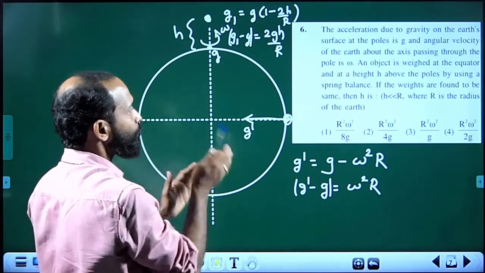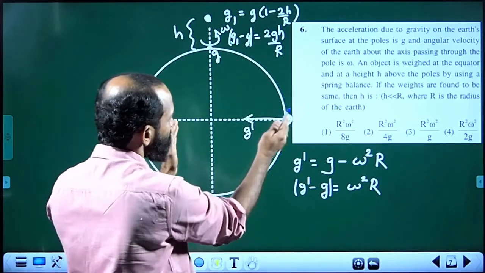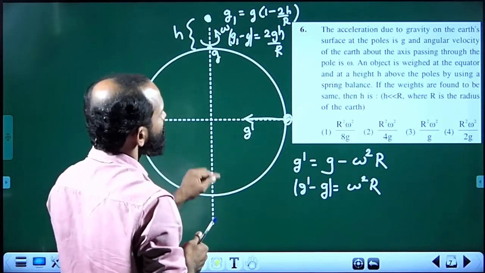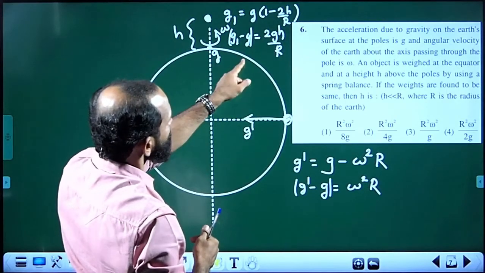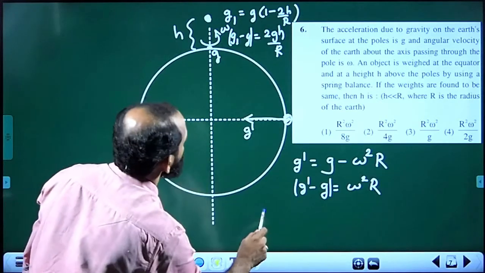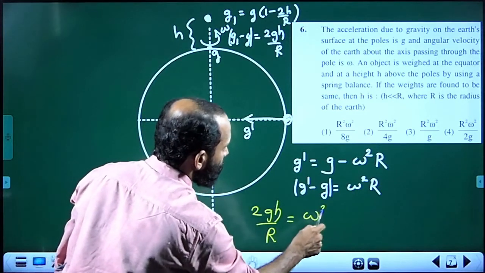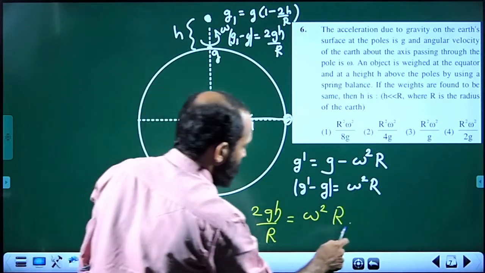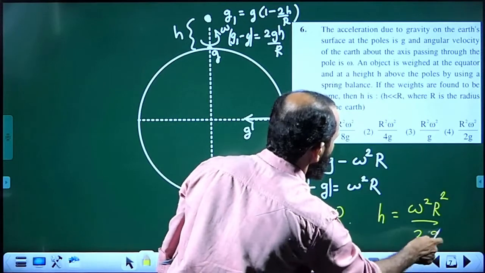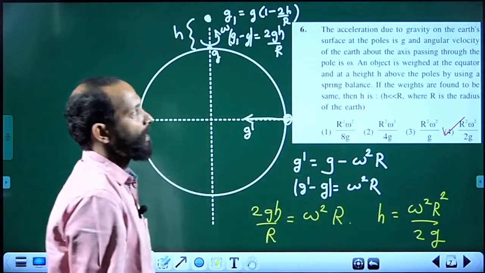For the weights to be the same, the change in acceleration due to rotation at the equator and due to lifting to a higher altitude at the poles must be the same. So g minus g dash and g minus g1 must be same numerically. That means we write 2gh divided by r is equal to omega square r. Then we get h is equal to omega square r square divided by 2g. Omega square r square by 2g appears in option 4. So the correct answer is 4.